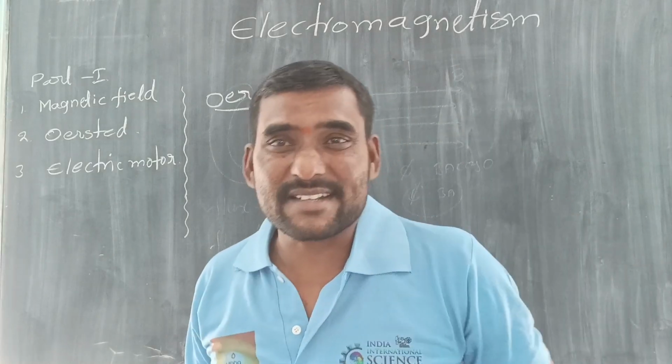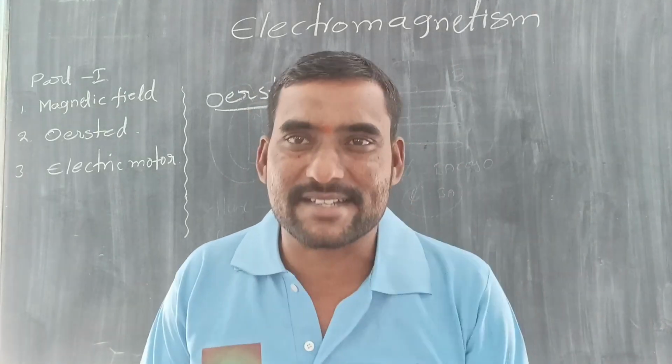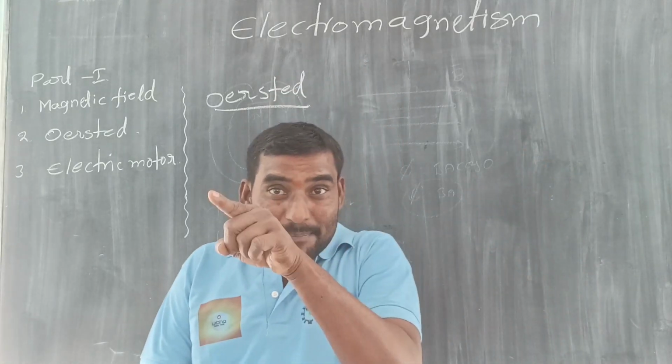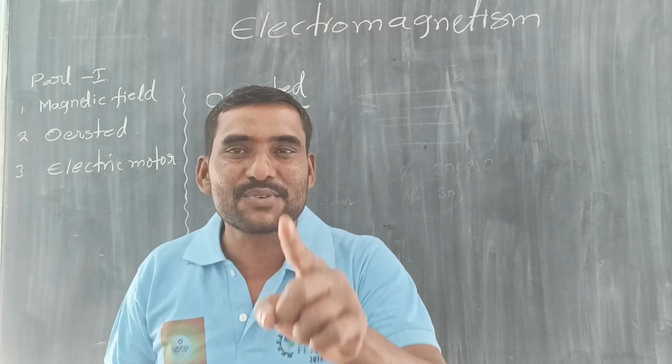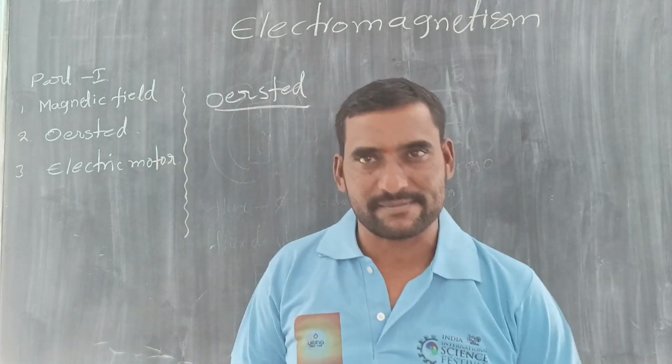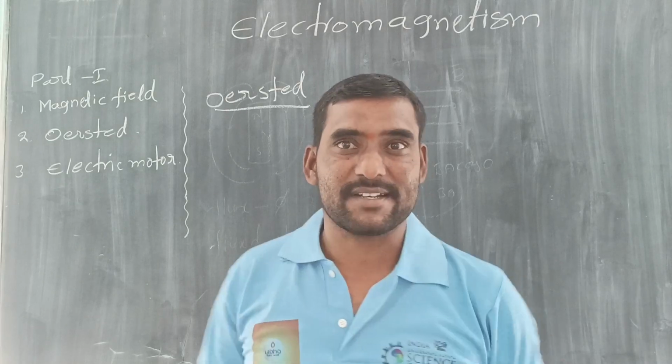We can understand why the compass needle deflected, because the compass needle is a magnet. Around the copper wire, when current passes, a magnetic field forms. Due to that magnetic field, it deflects. This is a simple experiment. Go on reading. Very, very important.